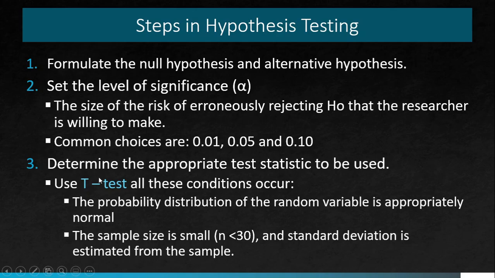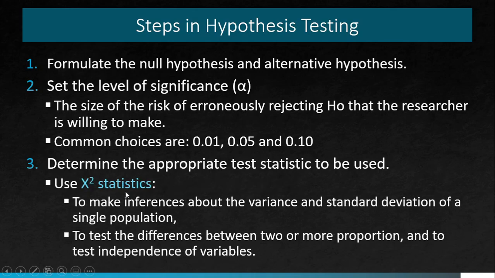And then the assumption here is that the probability distribution of the random variables is considered to be normal, or to simply put, there's normal distribution of variables. Okay, so if there's normal distribution, and if the sample size is below 30 plus the standard deviation is estimated from the sample, then you'll be using t-test.